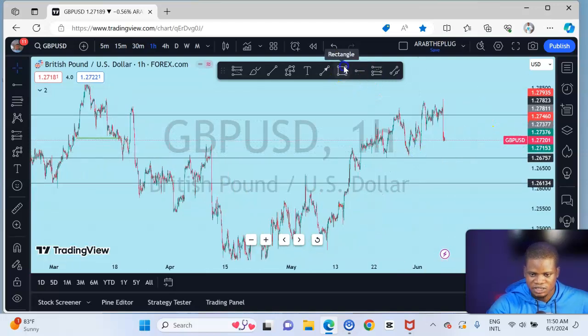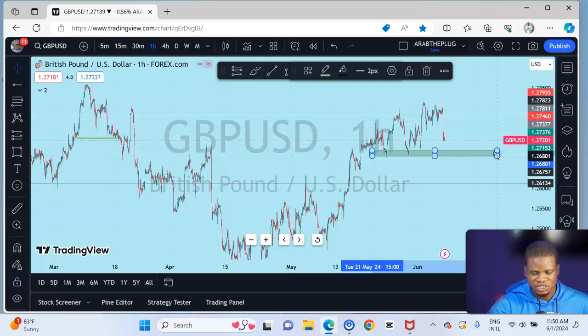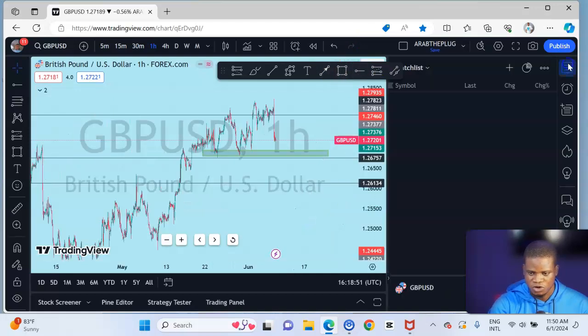So this particular area is an area of support or demand zone where you'll be looking for opportunity to trade GBP USD. So this is pretty much how to draw support and resistance levels. You identify the swing highs and the swing lows on your chart. Look at where you get multiple rejections for support and also multiple rejections for resistance, and you draw an area or a line using any of these drawing tools.